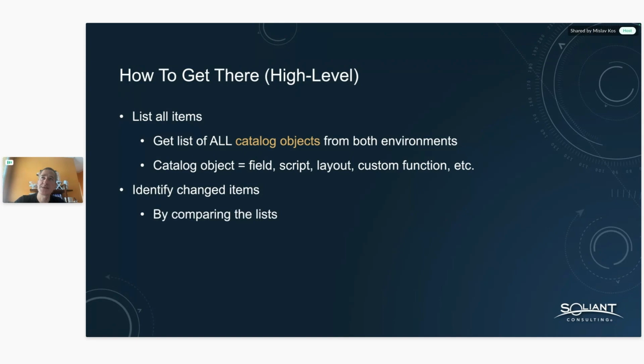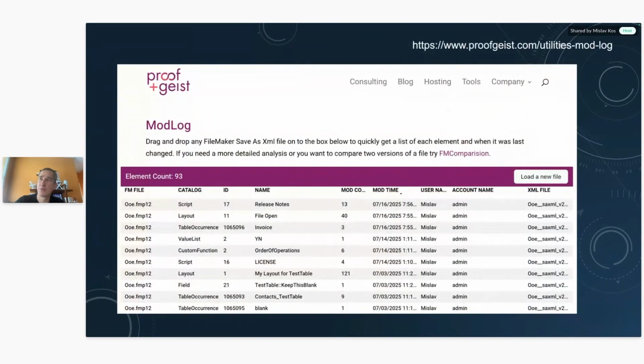Now, this list of items, we can get that from the XML because we can look at those UUID tags that have the internal ID and name and the last modified. And Proofgeist has this web app out there. Maybe you've come across it. It's a great tool. You can drag the XML onto it, and it just lists out all the different items in there along with the last modified information.